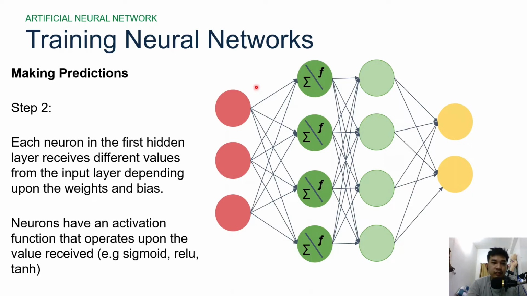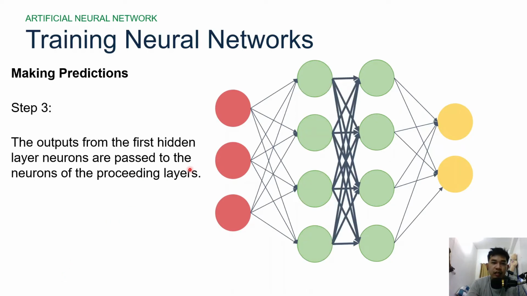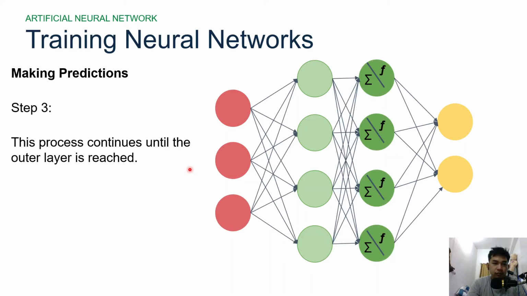And then, next step is each neuron in the first hidden layer receives different values from the input layer depending upon the weights and bias. And neurons have an activation function that operates upon the value received. So it could be sigmoid, ReLU, or tanh. Then the outputs from the first hidden layer neurons are passed to the neurons of the succeeding layers. And of course, the process continues using the activation function again until the output layer is reached.